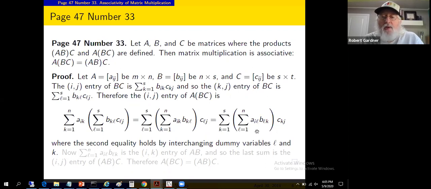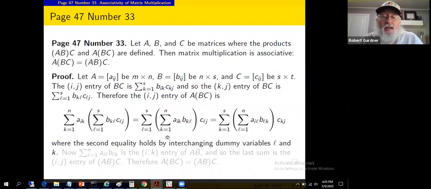All right, so let's interchange, it says down here what we did, interchange the dummy variables L and K. We're summing over these, so it really doesn't matter what letter we use, trying to be somewhat consistent with the definition of matrix product. So we're going to interchange the L's and the K's from here to here. So we had an L on the outer sum, we'll change it to a K. We had second index of the B's was L, we'll change it to a K. First index on the C's was an L, we'll change it to a K.